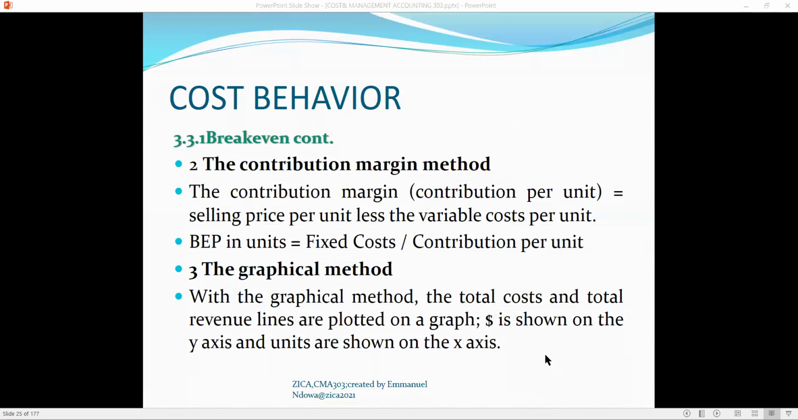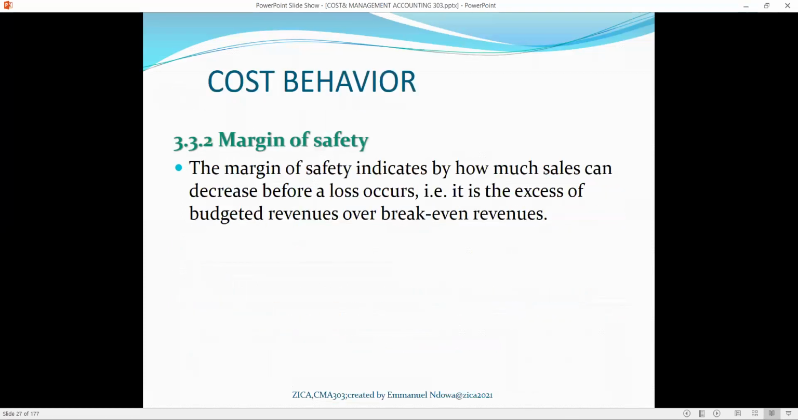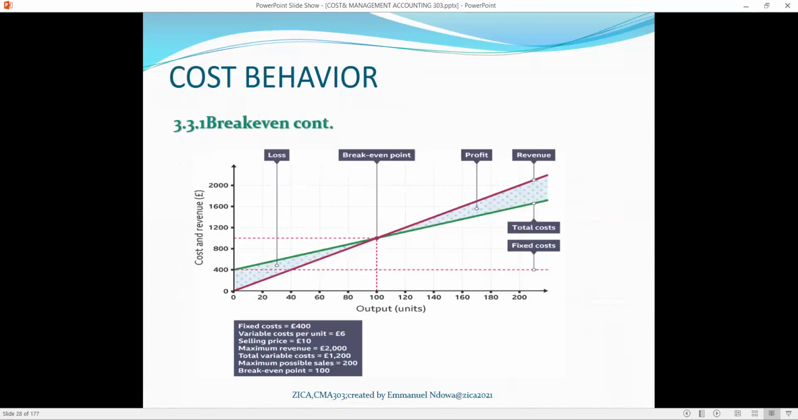The graphical method. With the graphical method, the total cost and the total revenue lines are plotted on a graph, as shown, with cost on the y-axis and units on the x-axis. So you can see on the graph now. The graphical method has been shown. If we go on to bullet 3.3.1, that's where we can see the break-even point and how to illustrate it.